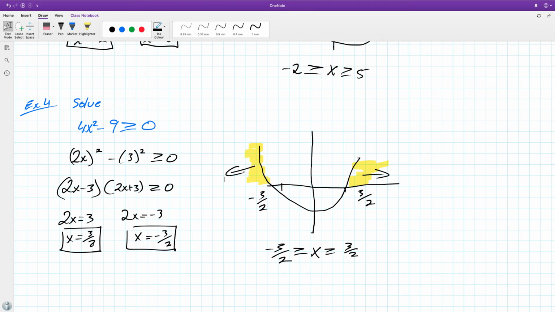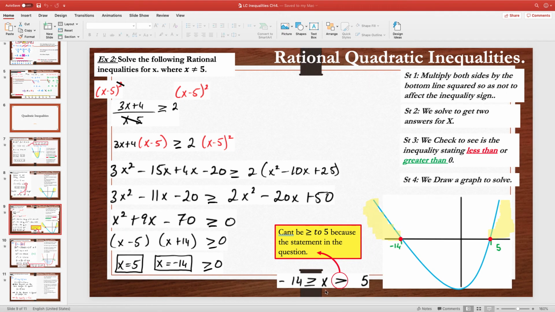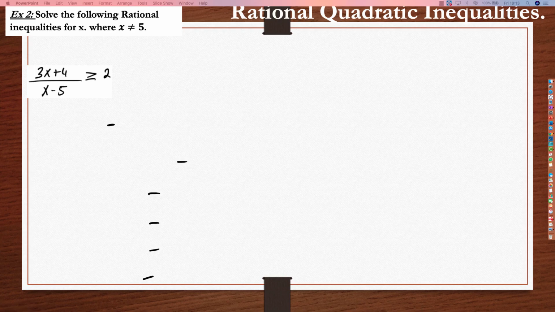Is that alright? Right, these get a slight bit harder when they pop up in fraction form. This is the most common one that shows up in the leaving section. This is the one they like. This is the one that comes up in the exam paper every 3 or 4 years, sometimes every 2 years. (3x plus 4) over (x minus 5) is greater than or equal to 2.